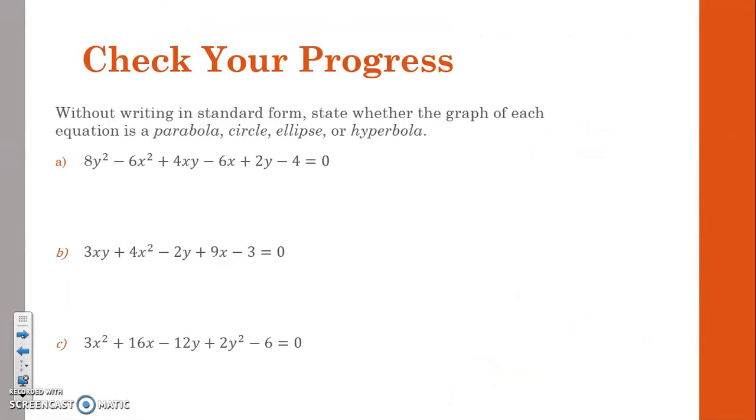All right, try part A on this one. All right, hopefully you said that this one was a hyperbola. You should have gotten a discriminant that is positive. Your discriminant here should have been 4 squared minus 4 times negative 6 times 8, which gives me 208, so a positive discriminant. All right, try part B.